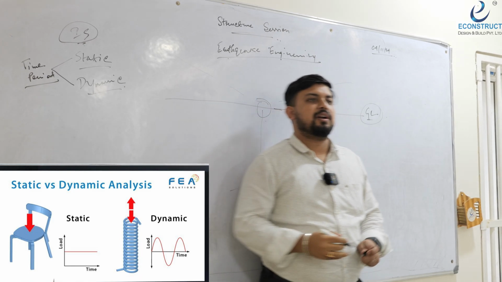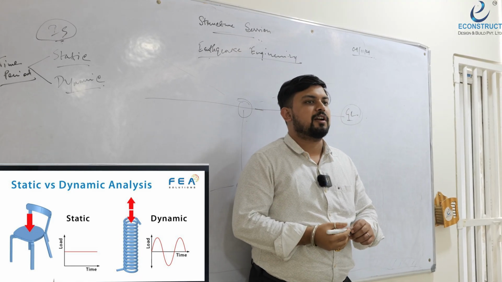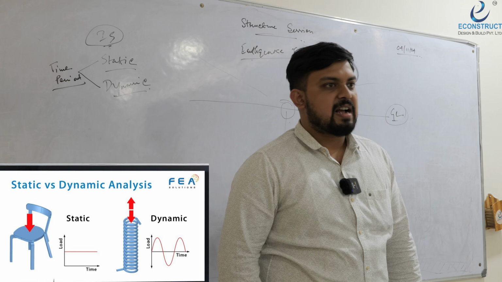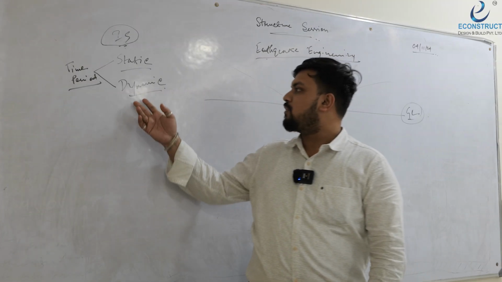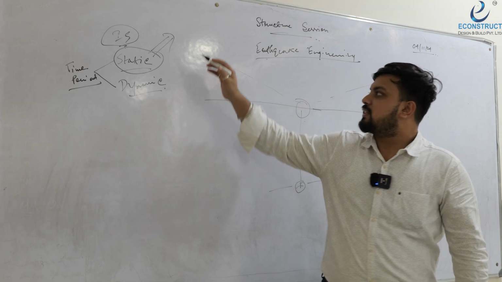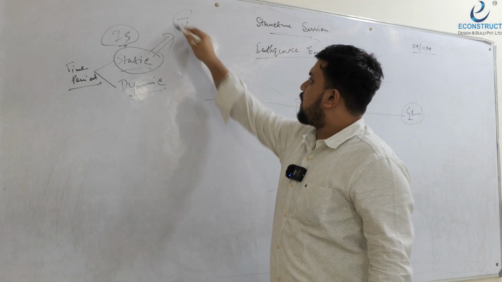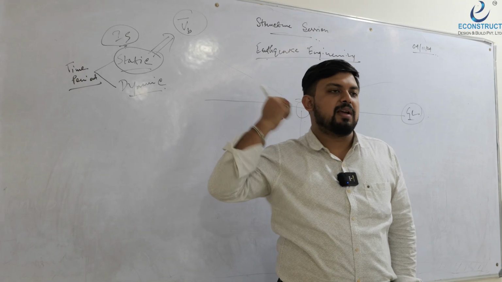Static analysis that we are doing is mainly based upon different codal provisions. Dynamic analysis, we are not doing manually. Once we have that model, then it is very easy for us to do it. So there is a term called VB bar. What is this VB bar? This is called base shear, right?